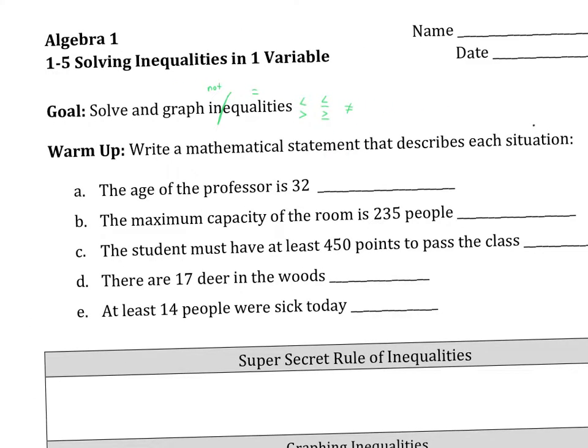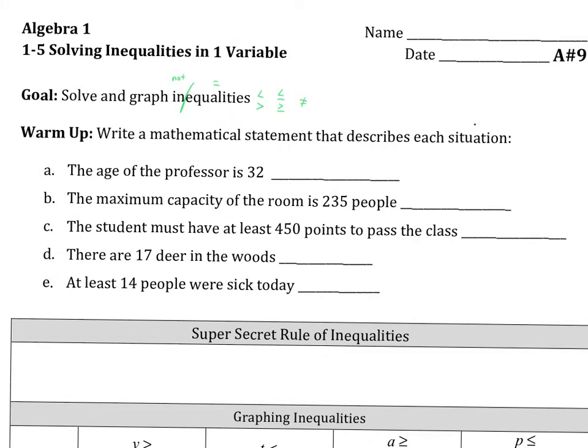All right, so by way of warm-up, we're writing a mathematical statement, which you've already done. The age of the professor is A equals 32. So this is an equation. But the maximum capacity of the room is 235, which means it can go all the way up to 235. So if I say P for people, it can go all the way up to 235, but it doesn't have to be 235. So it can be under or equal to 235. So that is essentially what this is here.